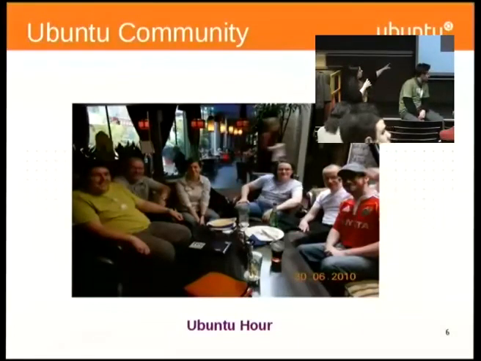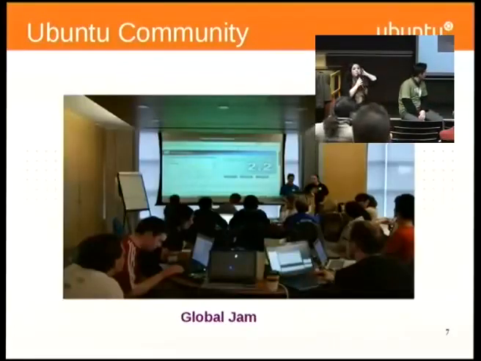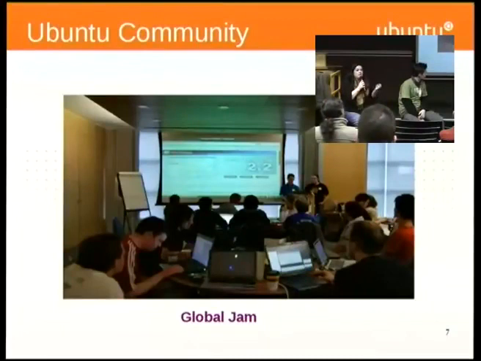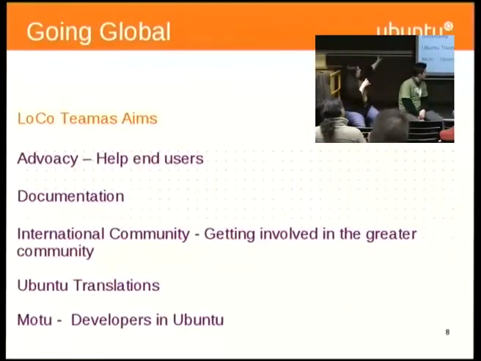The next slide there is another event. We have global jams. We hold them twice a year in between our release cycle, just before the next release candidate. We get together, we do translations, bug triaging, and just take part in reporting bugs and getting people more involved in the Ubuntu community. So yes, that's what our community aims for.